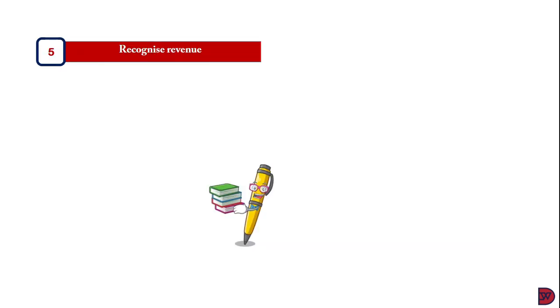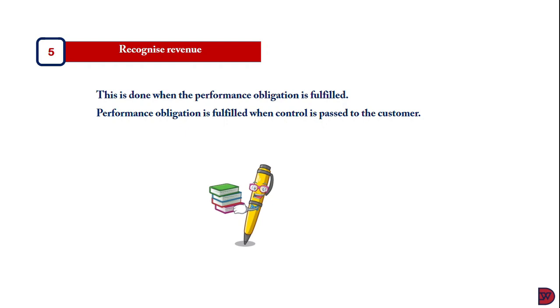Now, after we have identified the contract, identified the performance obligations, identified the transaction price, and allocated the transaction price over the performance obligations, we now go ahead and recognize the revenue. You do so by ensuring that the performance obligation is fulfilled. Now, the performance obligation is fulfilled when control is passed to the customer.